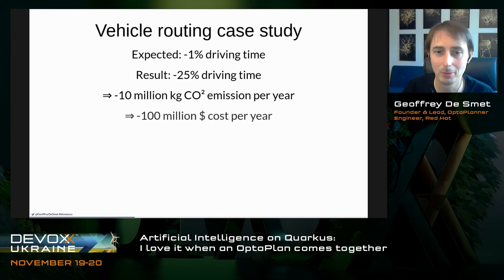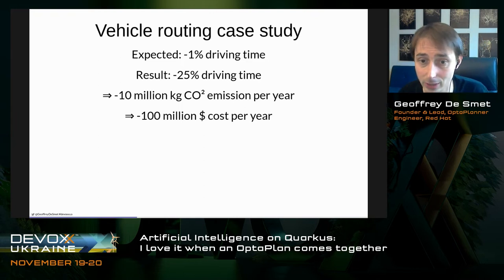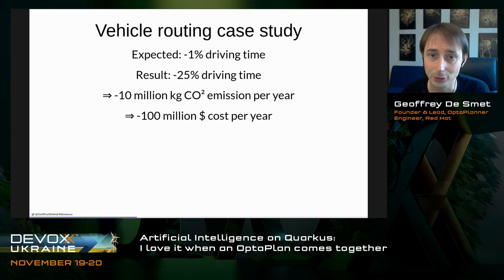They were quite excited about the other part of this, because of the productivity increase they got from this. They actually saved hundreds of millions of dollars per year. So in cases like vehicle routing, this can be extremely profitable.